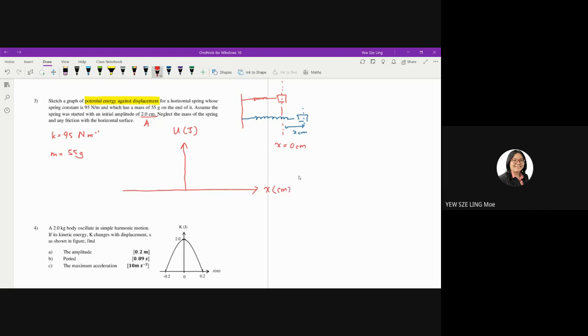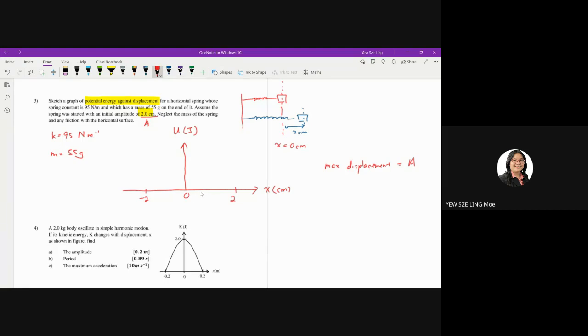Now, what are the things that I need to put in my diagram? The first thing, of course, is the maximum displacement. If you remember the definition, maximum displacement is our A. We are given A equals 2 cm. So on the x-axis, we are going to have 2 cm, 0 and negative 2, because that is our maximum x value that we can get.